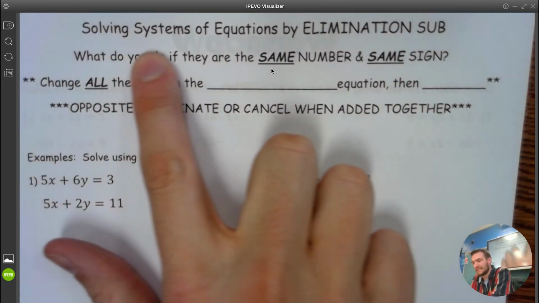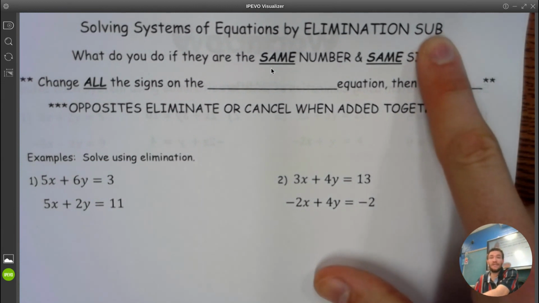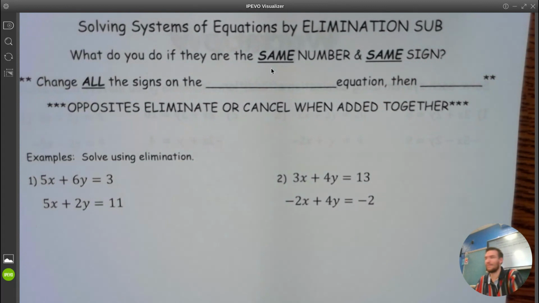We're doing solving systems of equations by elimination, and you got this word "sub" here, which basically is subtraction. I don't know why they took off a couple letters, but we're going with subtraction.